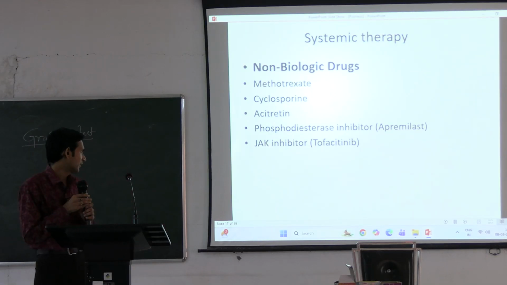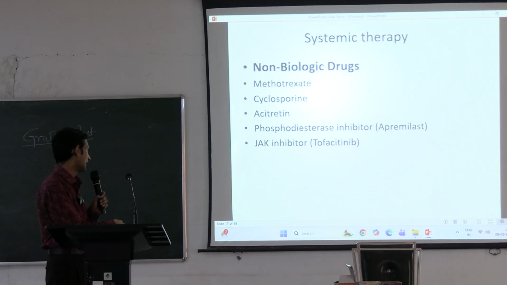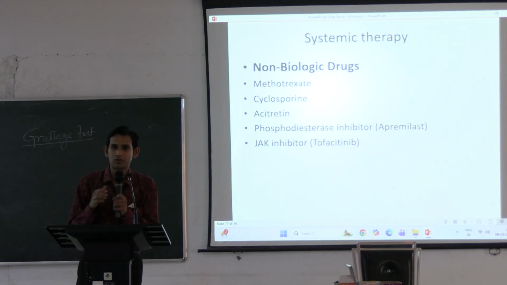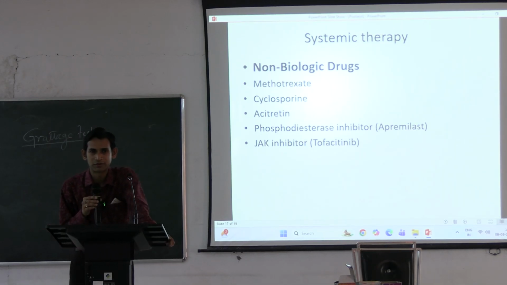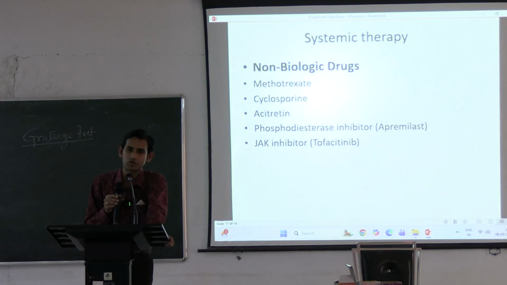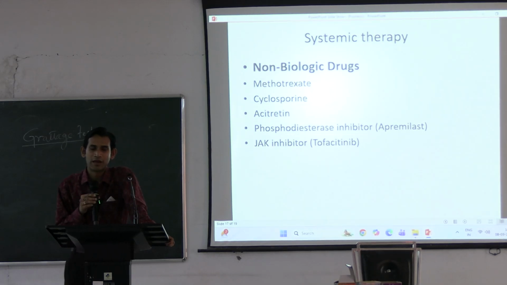Apremilast. And now the Janus kinase inhibitor, or JAK inhibitor, tofacitinib, which is used for the treatment of psoriasis. Tofacitinib can also be used in the treatment of chronic plaque psoriasis and also in psoriatic arthritis. The most important side effect of tofacitinib is the dose-dependent reduction of the RBC count and neutrophil count.